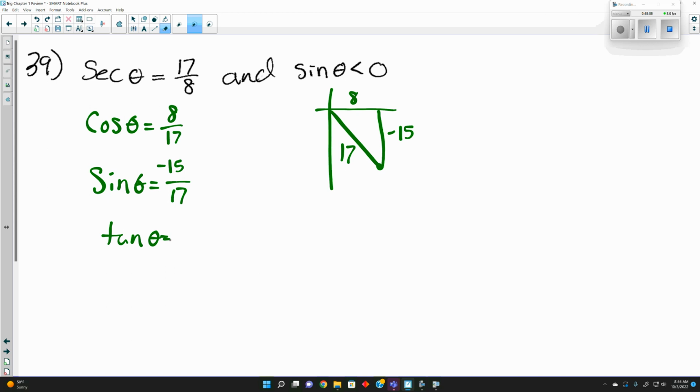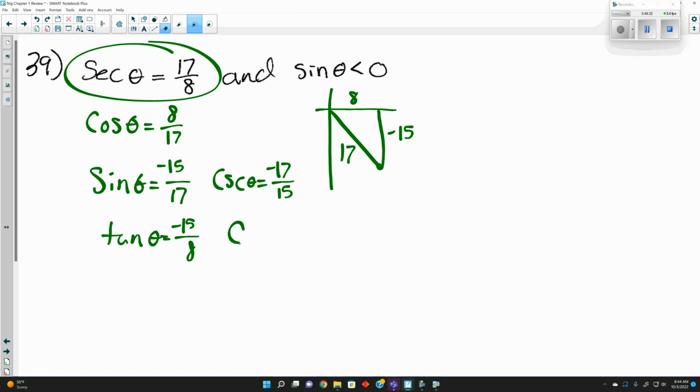Tangent of theta, opposite over adjacent. We already have secant, yes? So we don't need it. We need cosecant of theta, which is just flipping sine's value. And cotangent of theta is going to be negative 8 over 15.